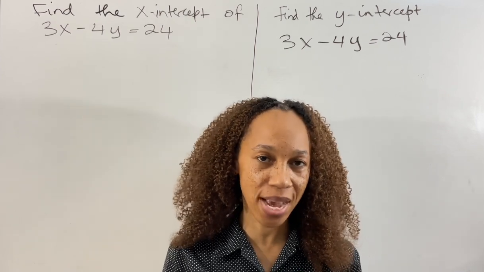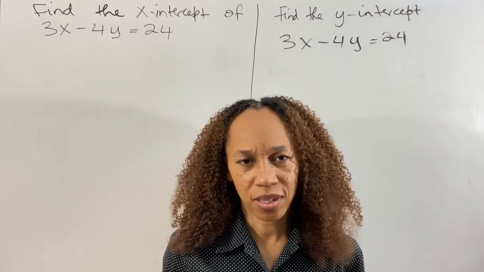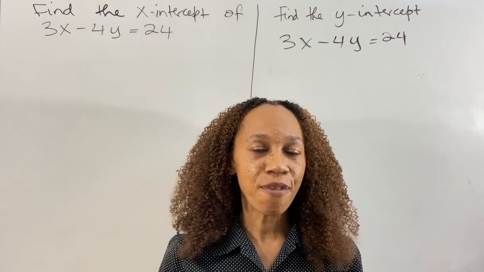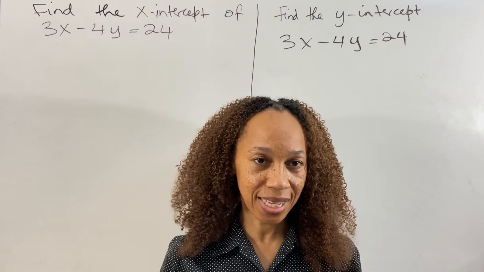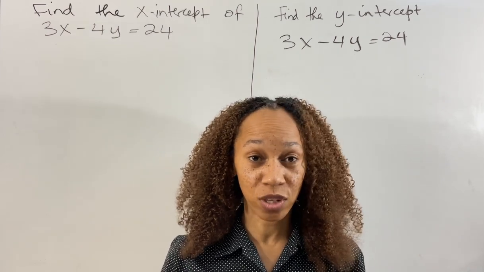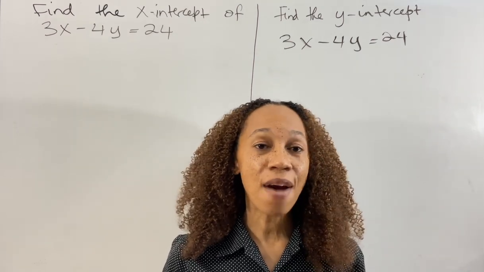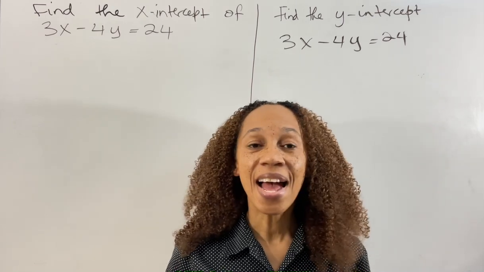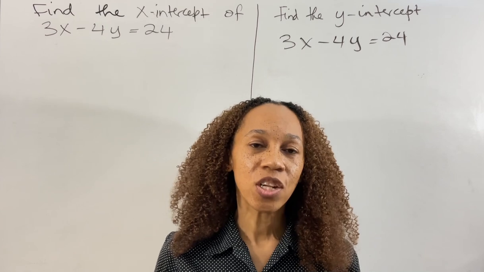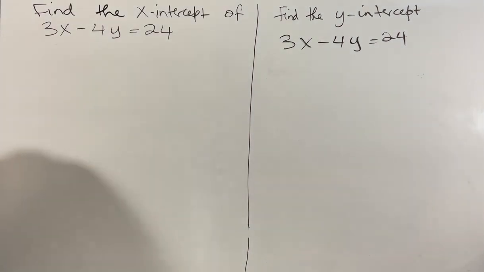In today's lesson, you are going to learn how to find the x-intercept and the y-intercept of a given equation. Now, what does the x-intercept mean? And what does the y-intercept mean? The x-intercept means that the graph is going to cross the x-axis and therefore the value of y is going to be 0. Whereas for the y-intercept, the graph is going to cross the y-axis and your x-coordinate is going to be 0. So let's get into this and explain what it looks like in general.